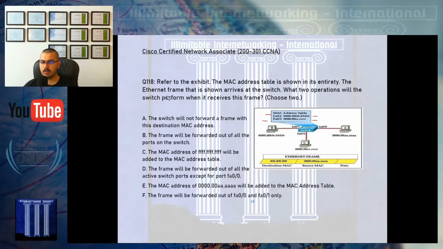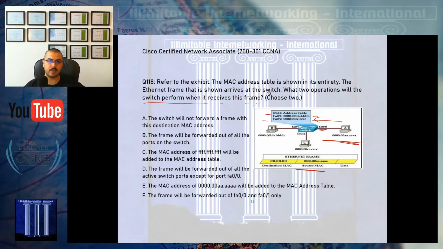The Ethernet frame that's shown arrives at the switch. There is an Ethernet frame coming from the source of zeros and A's, so it's from this PC on FastEthernet 00, and this address is not added here. Okay, so it's coming from this interface for the first time. What two operations will the switch perform when it receives this frame?